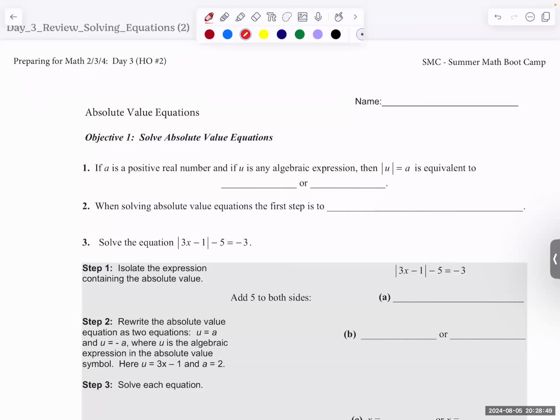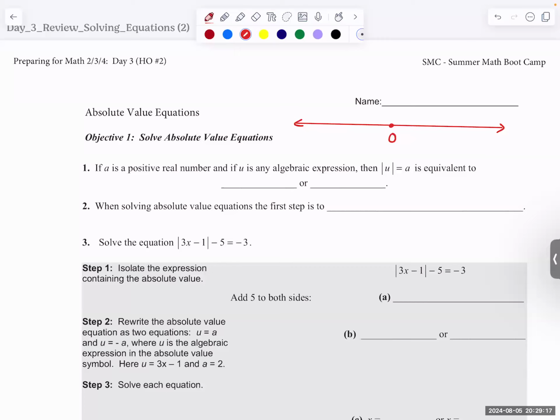Absolute value equations. Objective 1, to solve absolute value equations. Let's start by looking at the number line, where any real number corresponds to a point on the number line. So the number 0 corresponds to this point.